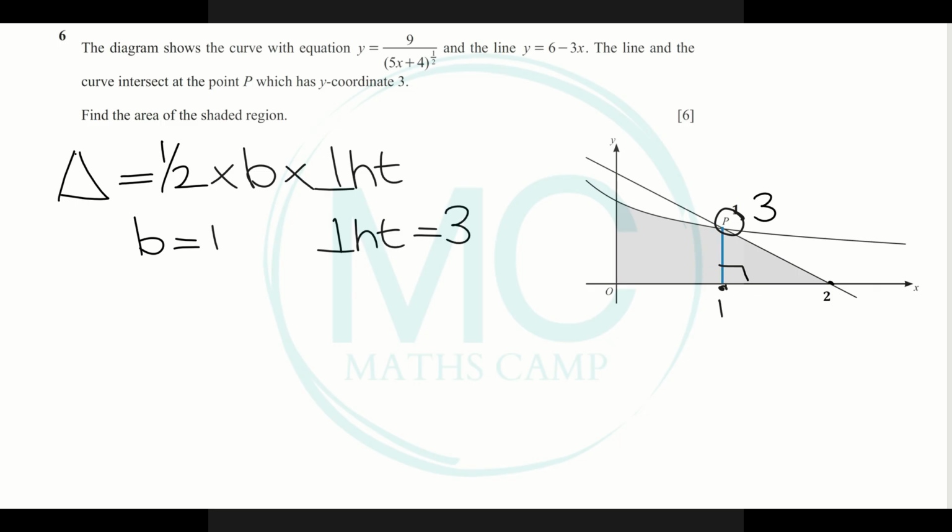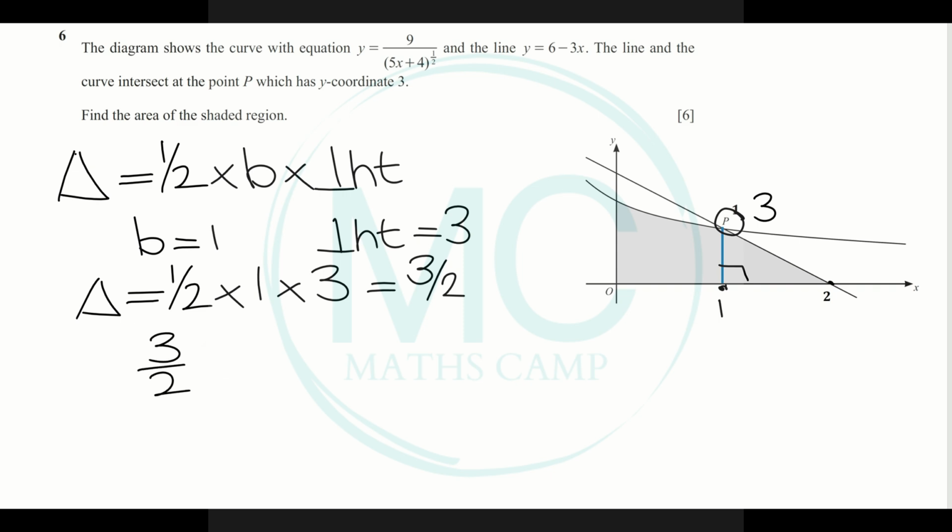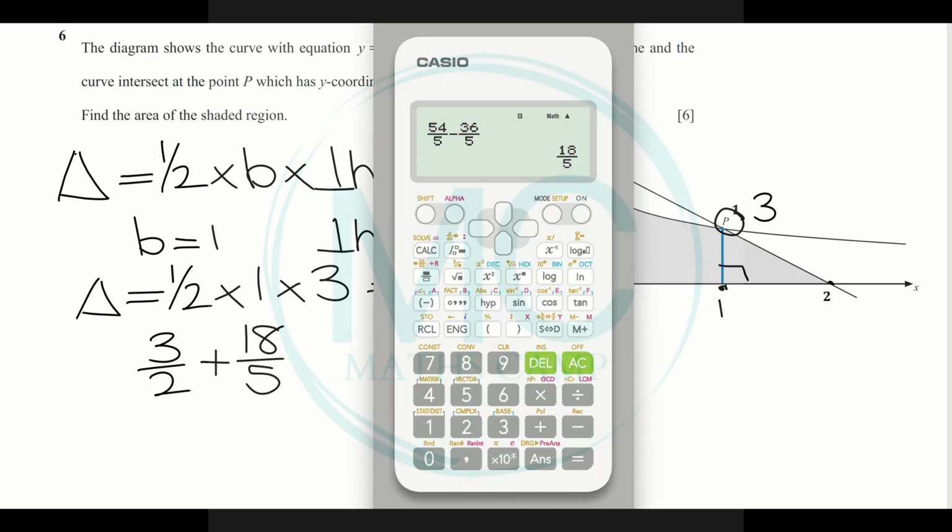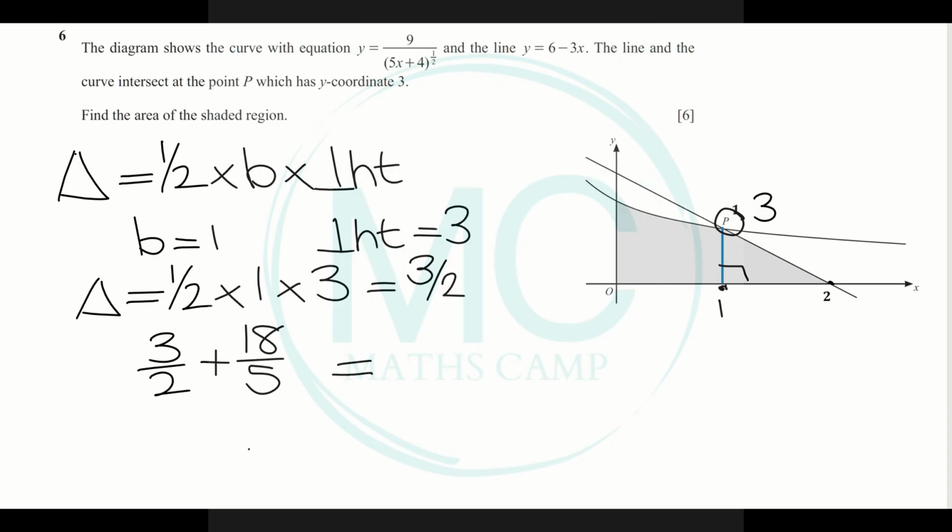So for the area of the triangle, I can say the triangle is equal to 1 over 2 multiplied by 1 multiplied by 3, and I get 3 over 2. This is the area under the triangle. So to find the total area, I can say 3 over 2 plus the shaded area under the curve, 18 over 5. Let's take my calculator. 3 over 2 plus 18 over 5 is equal to 51 over 10. And I can leave this fraction as it is.